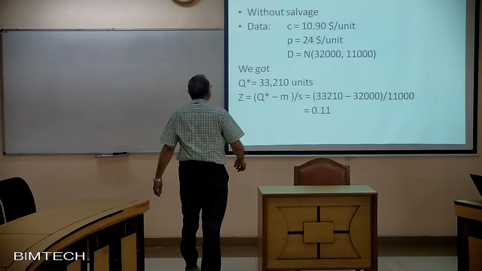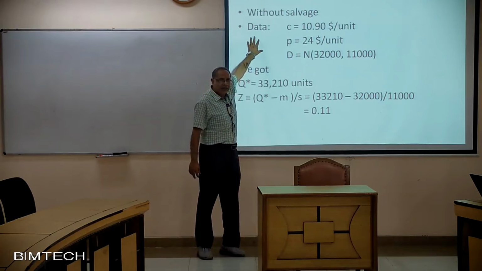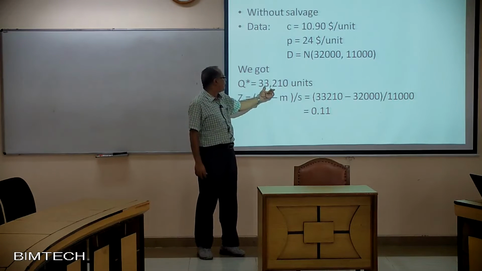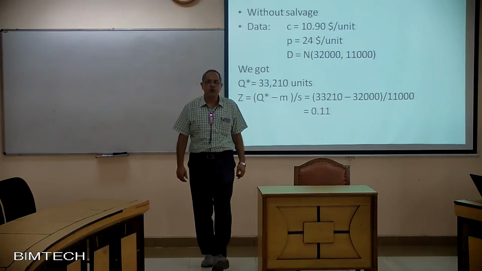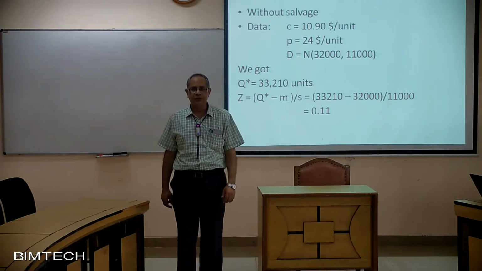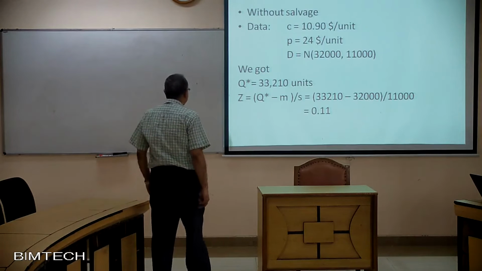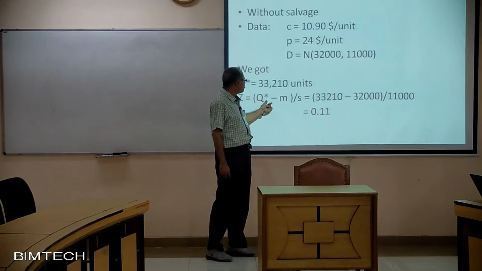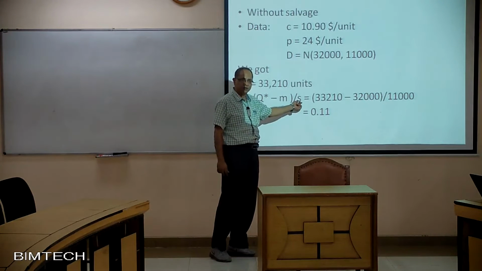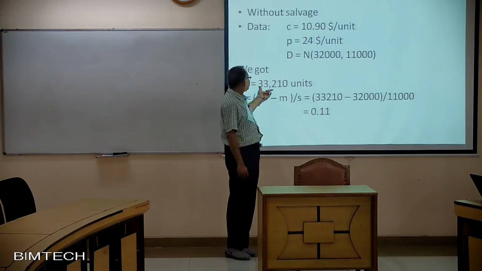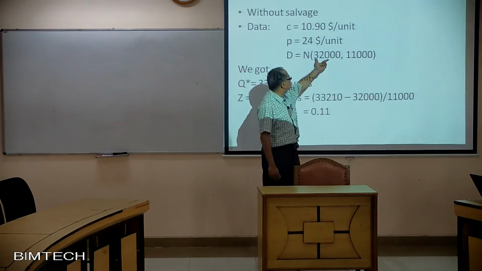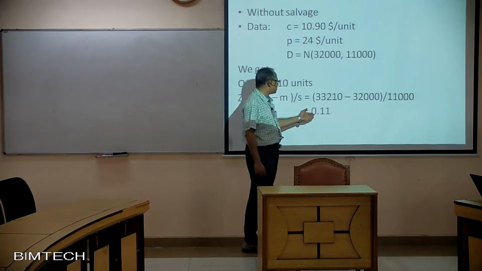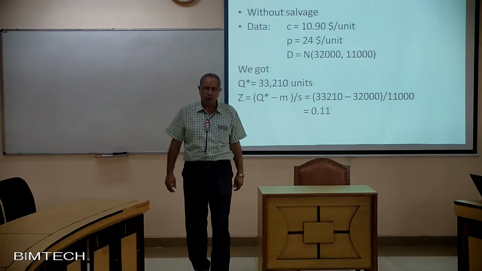We have already done this problem analytically to find out q star in the last module, and we found that q star was 33,210 units. So what is the z value corresponding to this q star? Well, the z value, like we said, is equal to q star minus mean demand divided by standard deviation of the demand: 33,210 minus the mean 32,000 divided by the standard deviation 11,000, and that gives us a z value of 0.11.